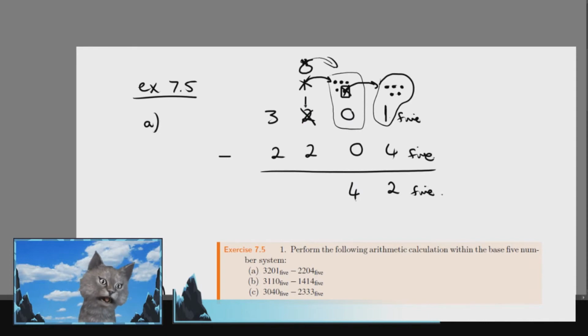Only this one guy. But I'm trying to take away 2. That's not going to work. So I need to borrow. 2 left. Take one of these baggies, split them open, and 5 pop out. So how many do I have now? 6. Take away 2 is 4. 2 take away 2 is nothing.